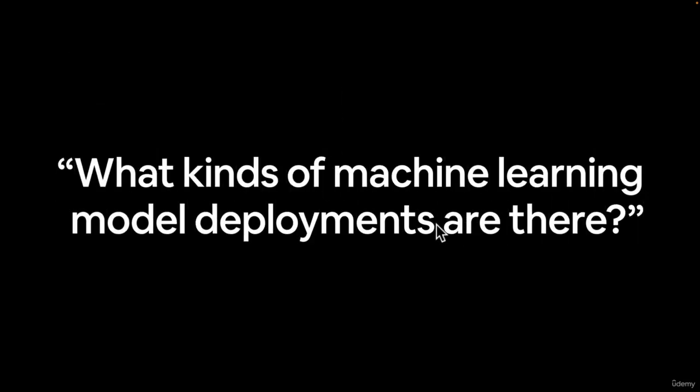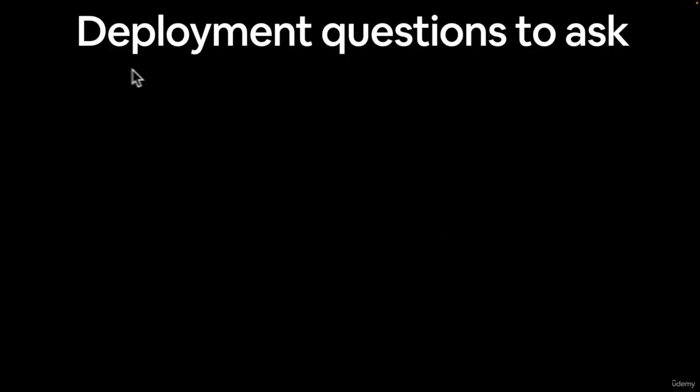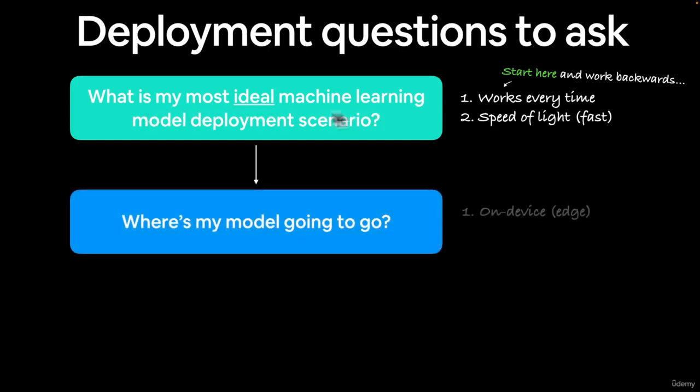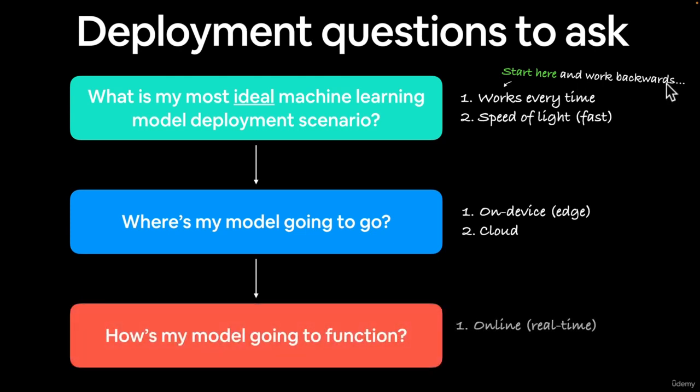Here we go. So we covered a fair bit of ground in the last video. We left on the question, what kinds of machine learning model deployments are there? When I go to deploy machine learning models, I like to ask myself a few questions. I start with the most ideal use case: what is my most ideal machine learning model deployment scenario? I start here and then I work backwards. Then I ask, where's my model going to go? And finally, how's my model going to function? Of course, there are more questions, but these are three of my favorites.